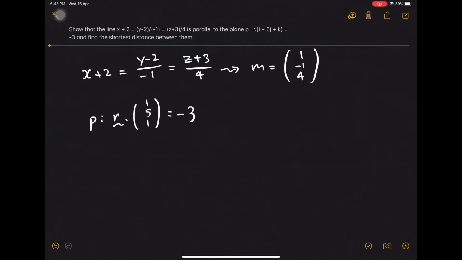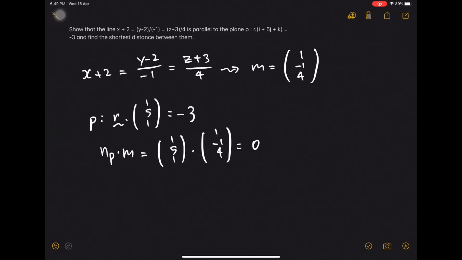So we're going to take the normal from the plane and scalar multiply it with my directional vector from the line, and that's going to give me something. So I have my 1, 5, 1 scalar product with 1, minus 1, and 4, and this will get me a 0. This 0 shows that the line is parallel to the plane.